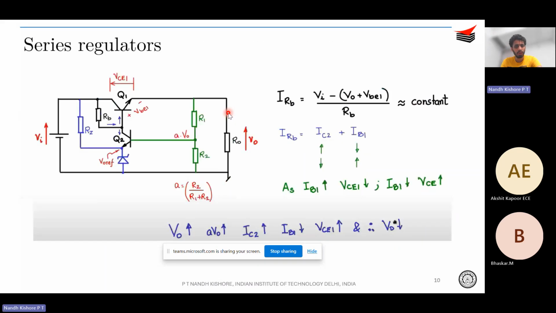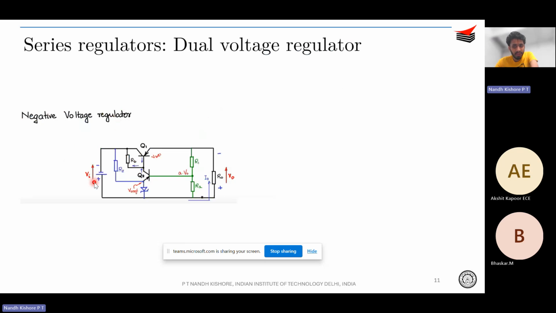Okay. So you saw the basic operation of the series regulator, and one modularity that you can incorporate in the circuit is that instead of having positive voltage, you can also do the same for negative voltage, right? Let's say you have a negative 15 volt and you want to make negative 10 volt, right? You just flip your DC voltages and make your NPN to PNP transistors, flip your Zener diode, and that's it. Okay, this is your negative voltage regulator.